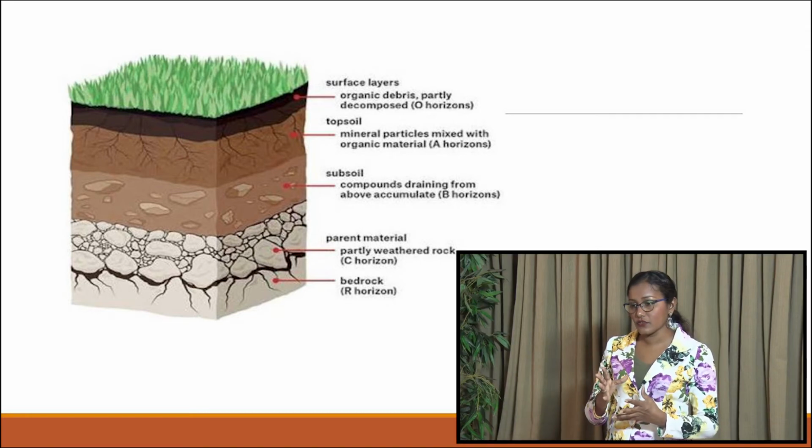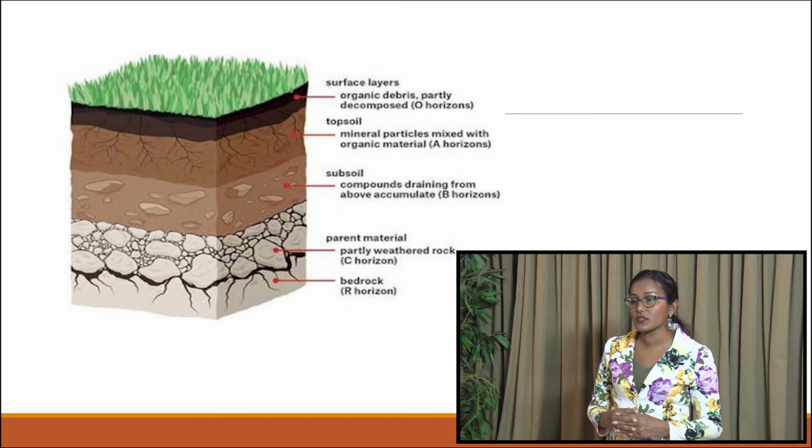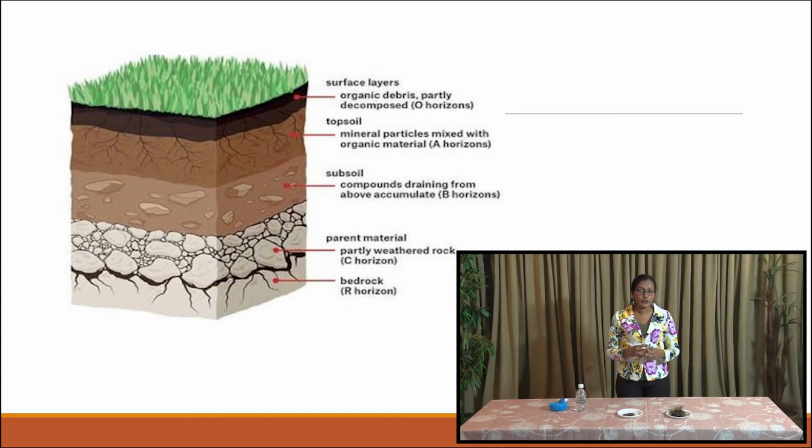Here is a structure of the soil. At the top where you see the grass is, that's called the topsoil. And during erosion, that part there is usually washed away. So we have the layers there, each layer, and what is found in each layer.